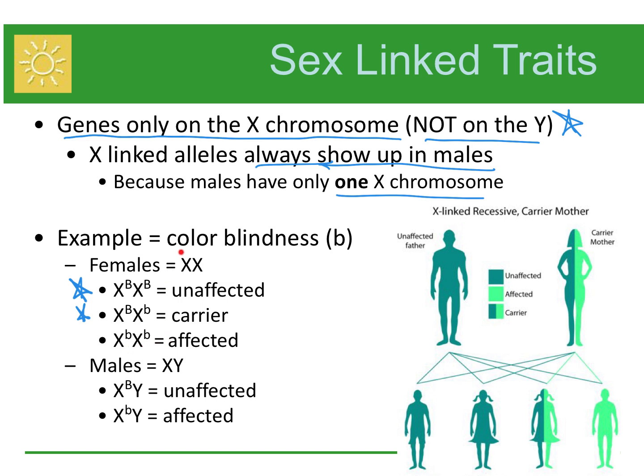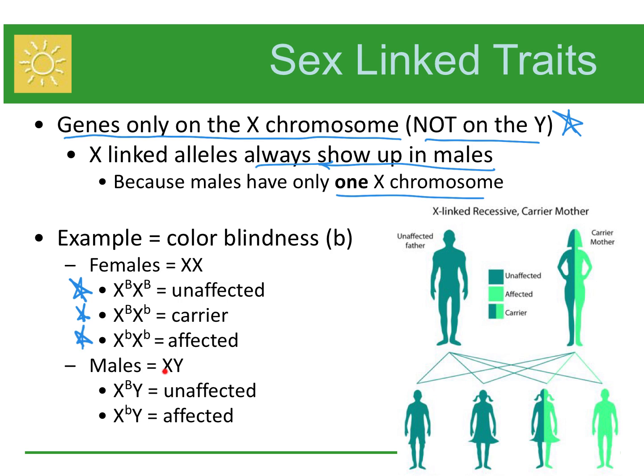And then if a female is going to be affected by color blindness, she has to have that gene on both X chromosomes. So we have X to the lowercase b, X to the lowercase b, and that means affected. So in order for a female to be colorblind, she has to have the trait for color blindness on both X chromosomes.